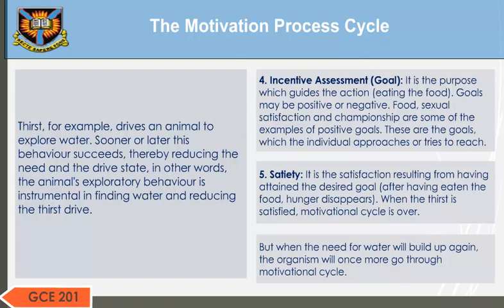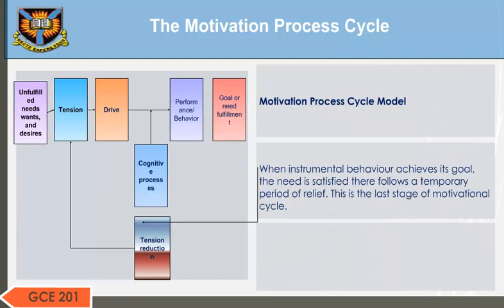5. Satiety. It is the satisfaction resulting from having attained the desired goal. After having eaten the food, hunger disappears. When the thirst is satisfied, the motivational cycle is over. But when the need for water builds up again, the organism will once more go through the motivational cycle. Below is the motivation process cycle model. When instrumental behavior achieves its goal, the need is satisfied, there follows a temporary period of relief. This is the last stage of the motivational cycle.